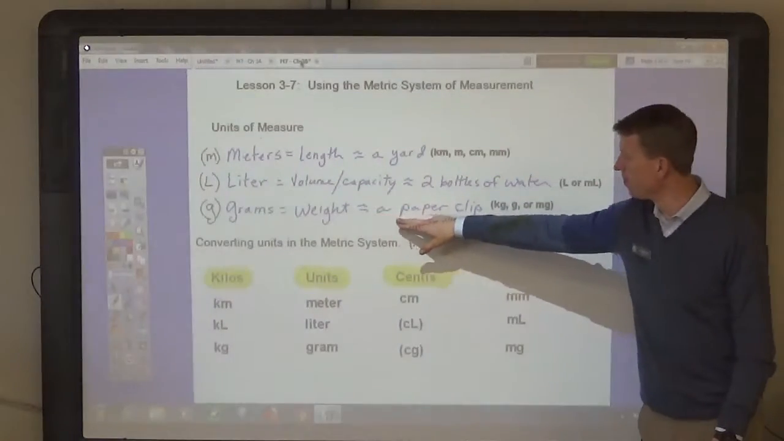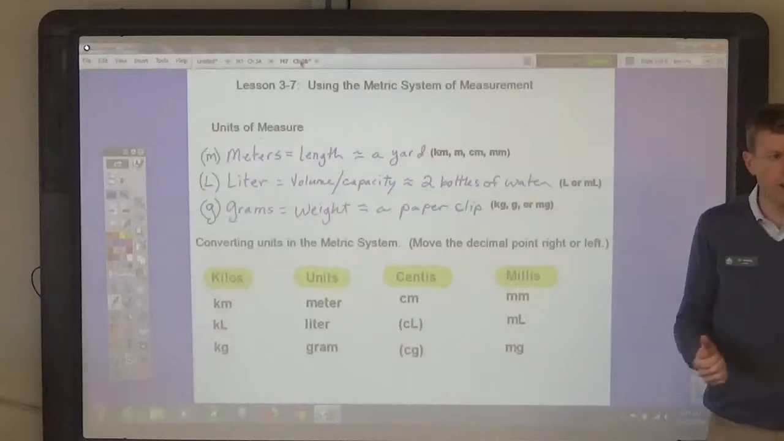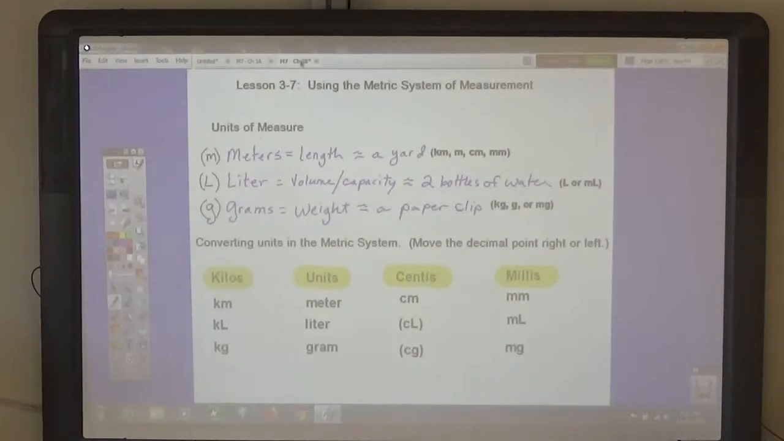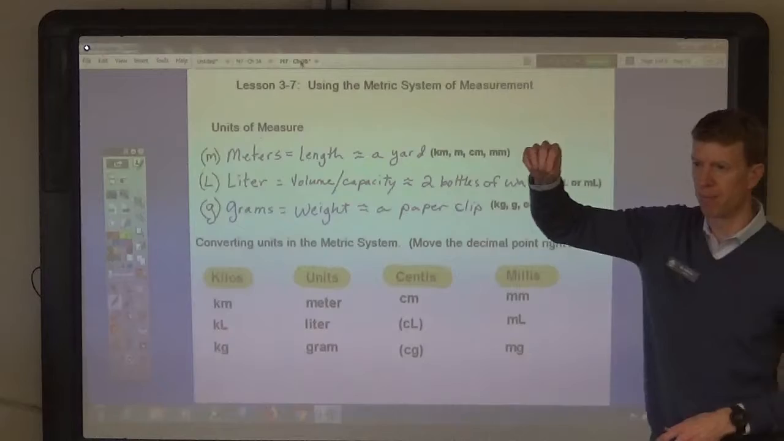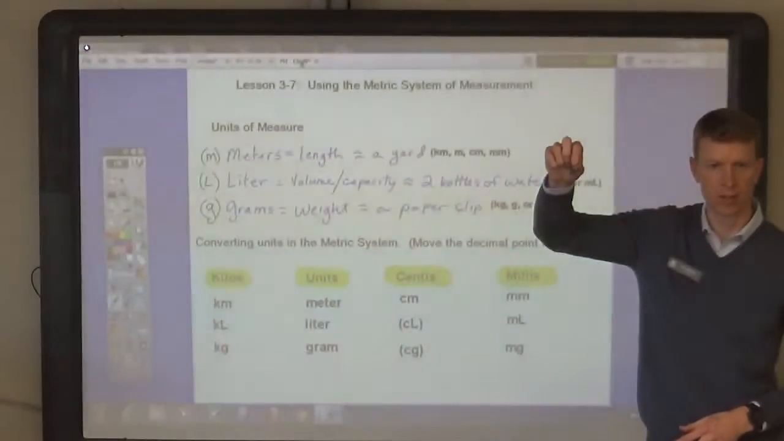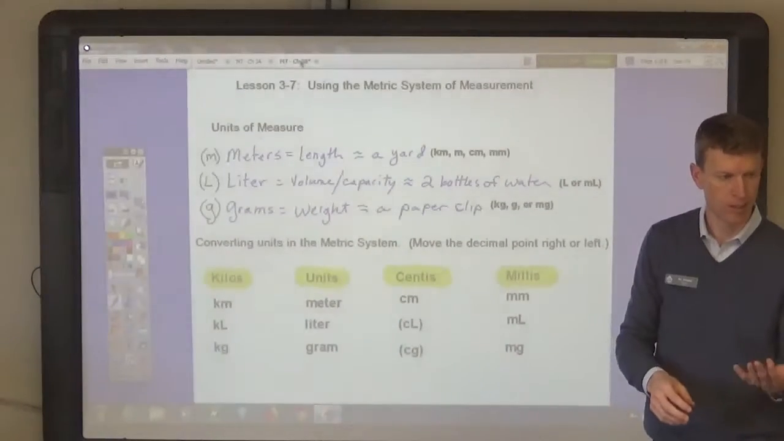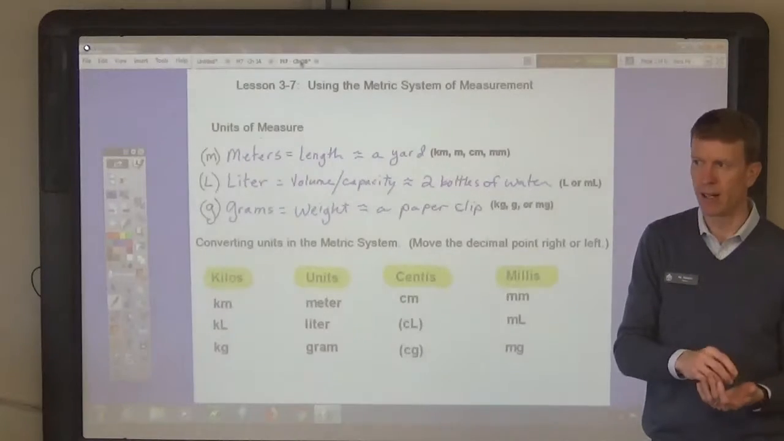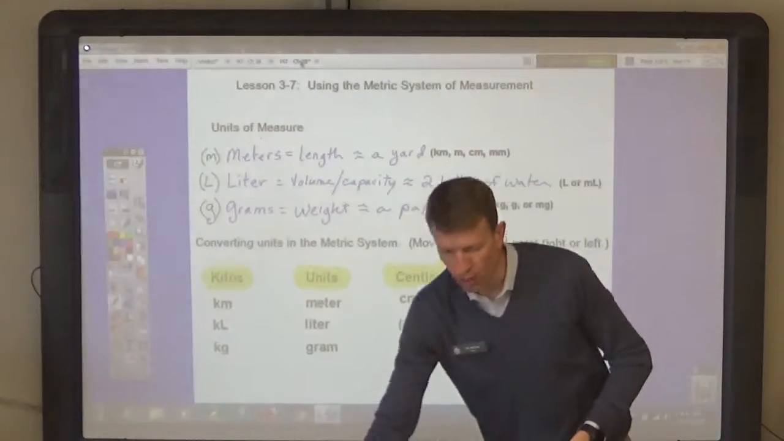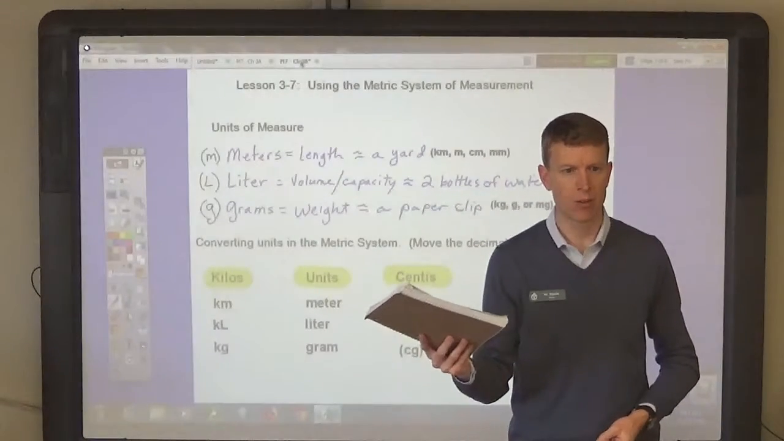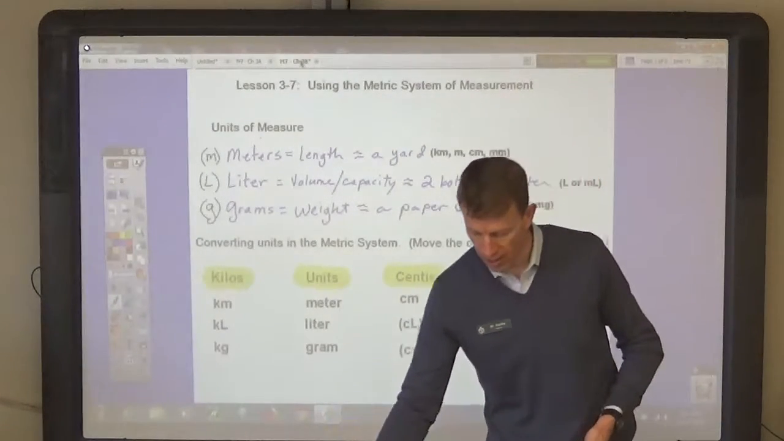A gram. Gram is very light. 1 gram is about the weight of 1 paper clip. So, like this thing is about 1 gram, okay? 1 gram. So you would measure things like your notebook. You could measure that in grams, okay?